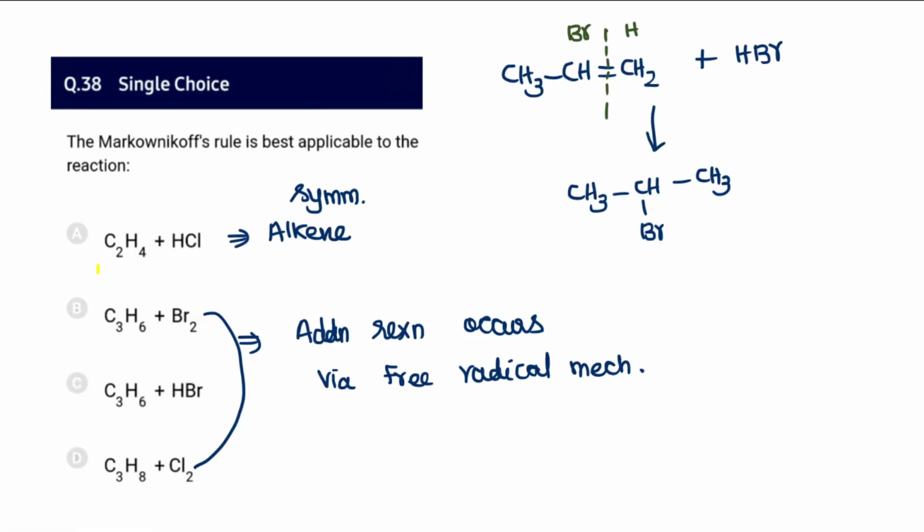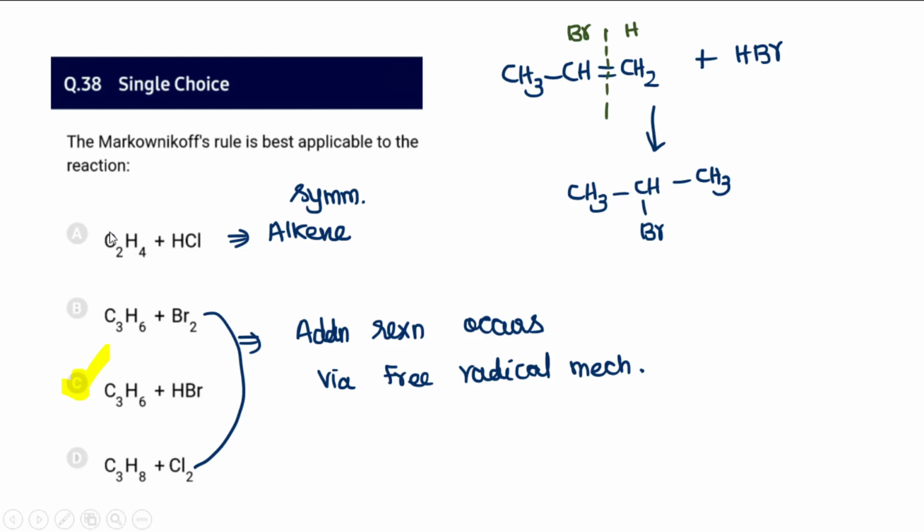In question number 38, the reaction to which the Markovnikov rule is best applicable is asked for. The Markovnikov rule can be best applied to the unsymmetrical alkene. So the unsymmetrical alkene is found in option C. And in options B and D, addition reaction occurs via a free radical mechanism, not via electrophilic addition. So the Markovnikov rule is an electrophilic addition, and A is a symmetrical alkene, so therefore that is not the case.